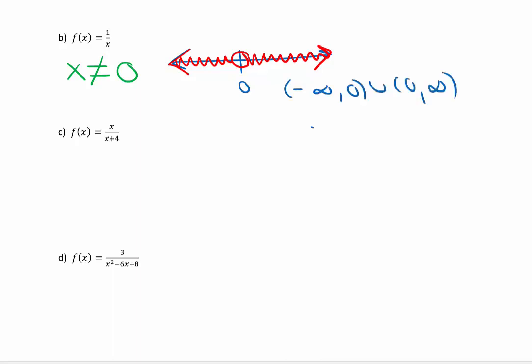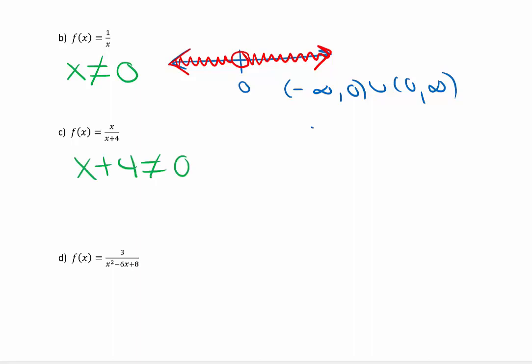I can write that in interval notation as everything from negative infinity to 0, so that's everything smaller than 0, and everything from 0 to infinity, everything bigger than 0. Notice removing that 0 cuts the number line into two pieces. That's why I have to write two intervals for my domain.